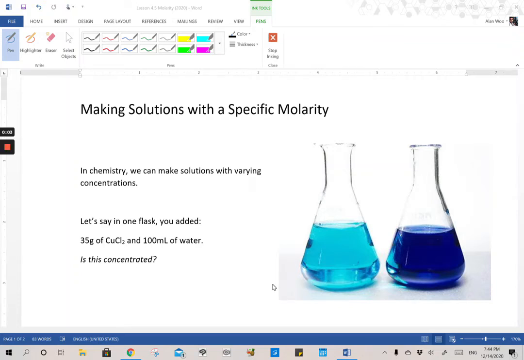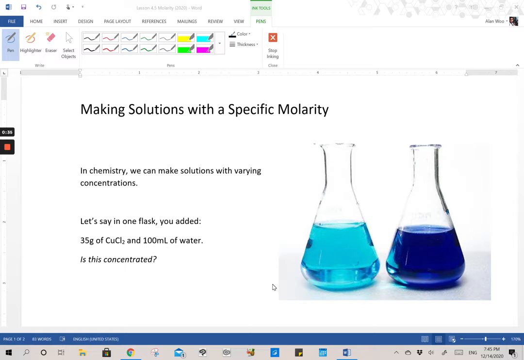Hello there everyone. In today's class I would like to talk to you about how to make a solution with a very specific molarity. So in chemistry we're always trying to make different types of solutions, and most solutions vary in their concentrations. So some might be stronger, some might be weaker. In order to make a solution with a very specific or exact concentration or molarity, we have to think about how much solute is added in with the solvent.